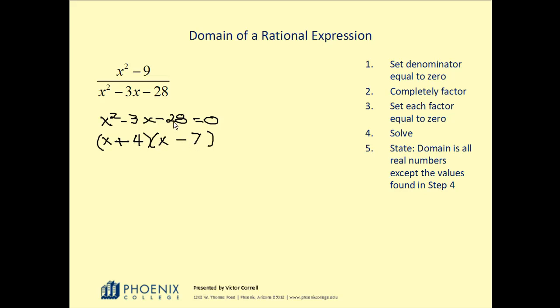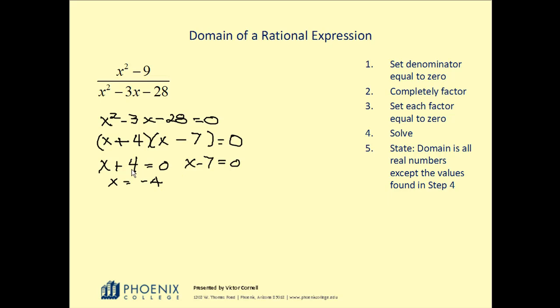Positive 4 times negative 7 equals negative 28. If you FOIL this out, you'd have minus 7x, and right here you'd have plus 4x. That would give you the minus 3x. So this is how that denominator factors. Third step is to set each factor equal to 0. And next step is to solve.